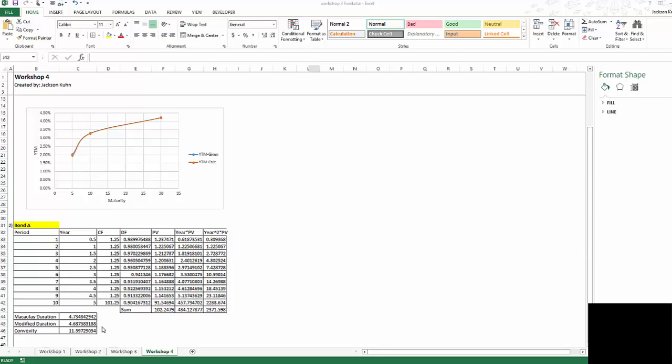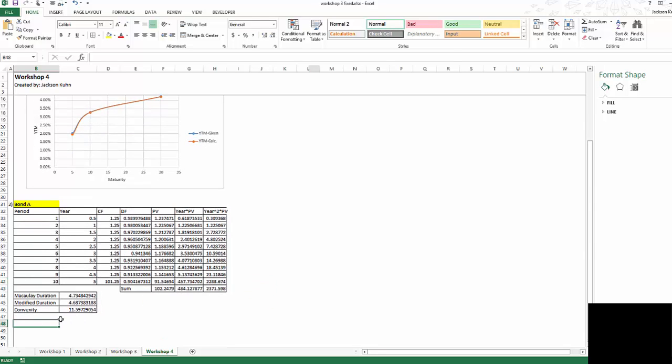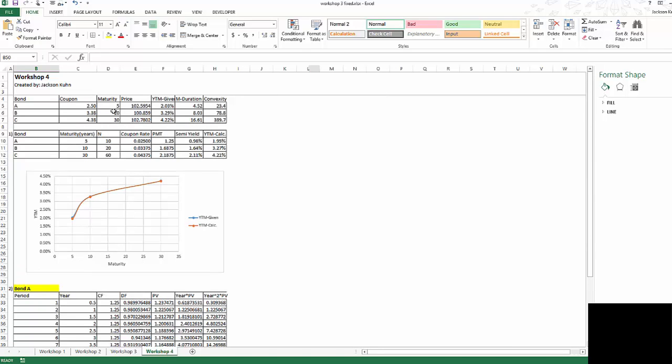So now we'll just repeat that process for bond B and C. So this is bond B now. We'll have period, our year, our cash flow, discount factor, present value, year times present value, and year squared times present value. So this bond is a 10-year bond.